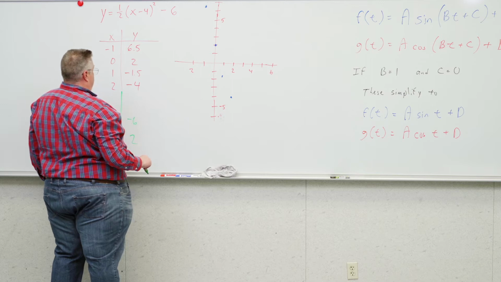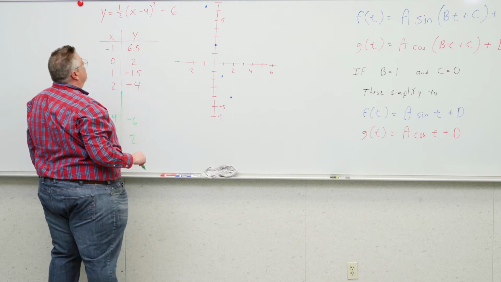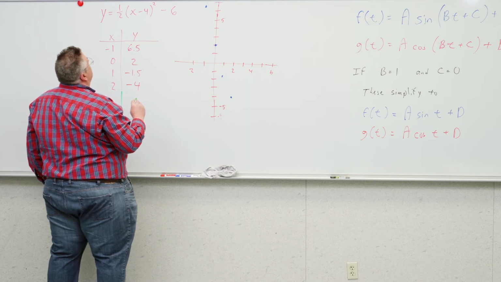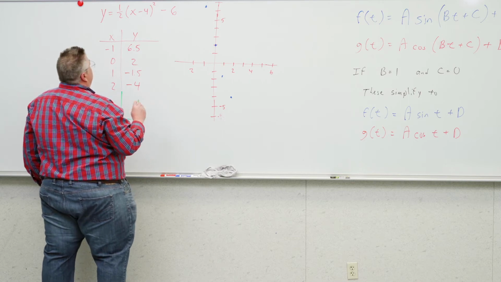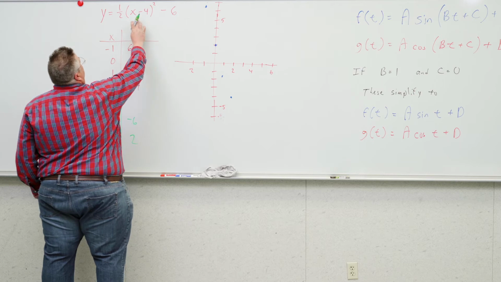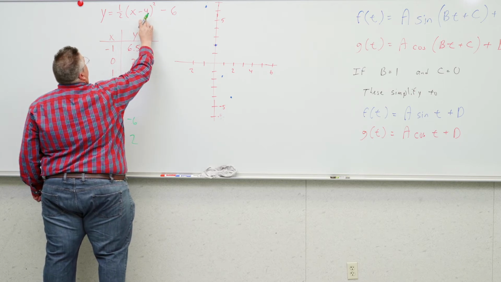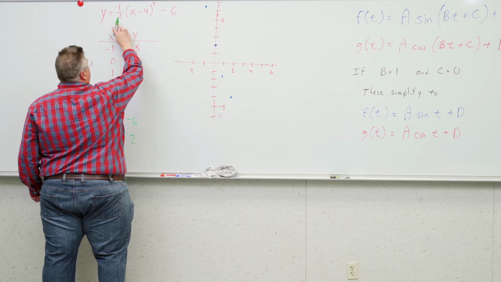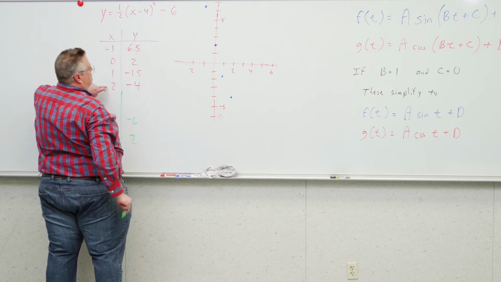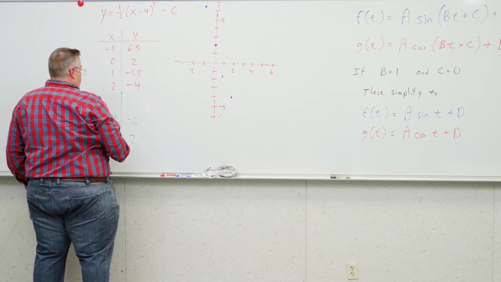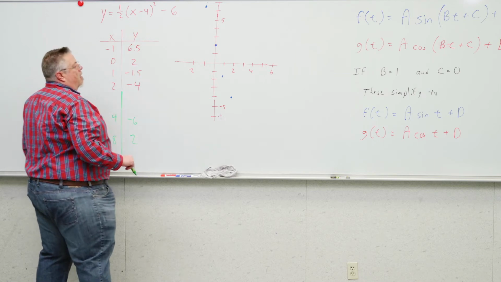And this is bugging me. Negative 6. 8 minus 4 is 4. 4 squared is 16. That makes it 8. That makes it 2. And let me plug in one more here. No, I'm good here.